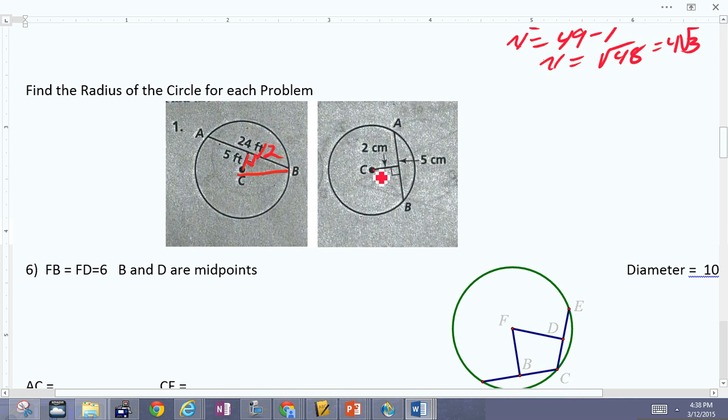This one, this length is 2. Okay, this length is 2.5 because the AB is 5. So AB is 5. So this length is 2.5, and then you got your radius helping you form a right triangle right there.